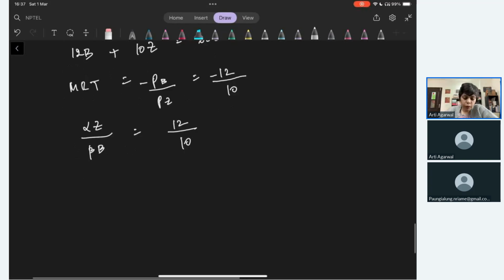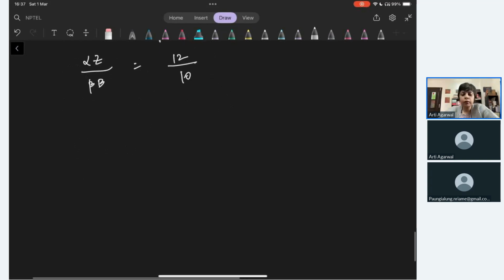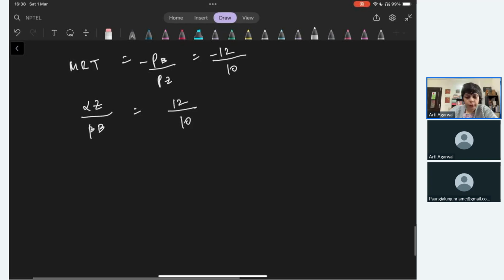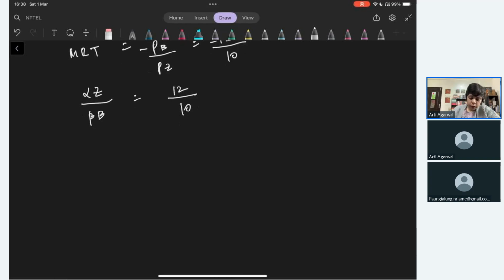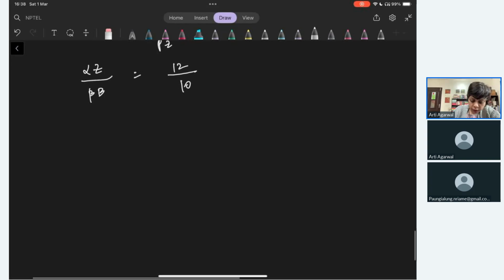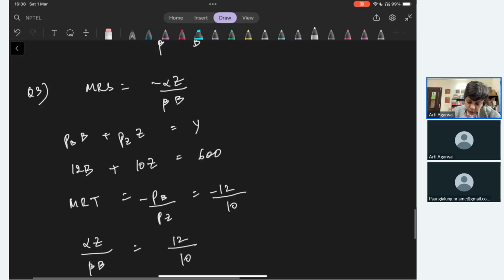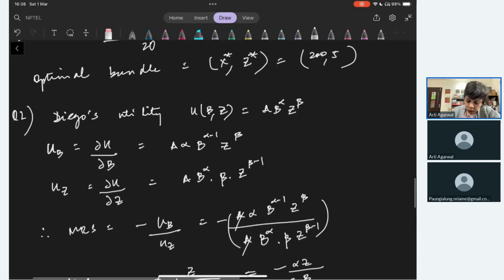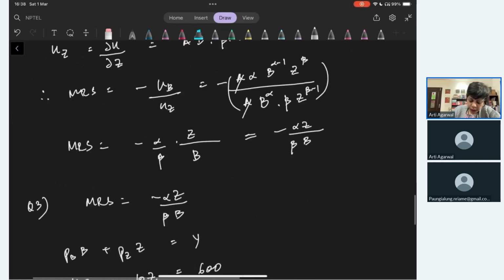So now from here what you can do is you can find one variable in terms of the other, right? This is the same thing we did before. If you want, I can solve it, but I would actually prefer it if you solve it yourself. But anyway, I will solve it. So what are we given as the utility function? A, B alpha, Z beta. This is going to be an ugly expression, but okay, let's try.